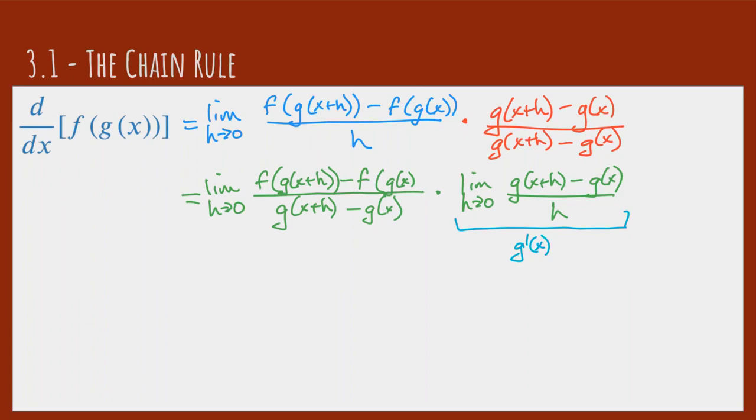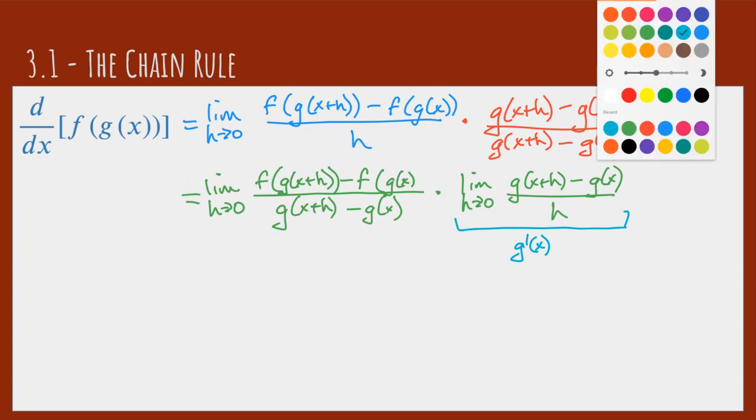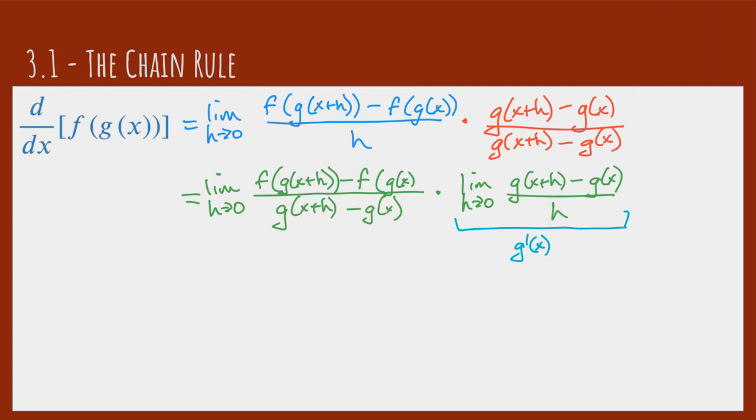And we have one of them that is going to be g prime of x. So this should look familiar here. That's just the definition of g prime of x. What we have left over here with this one, though, is not as straightforward, but with a little bit of manipulation and algebraic substitution, we're going to be able to make that look like a different derivative.